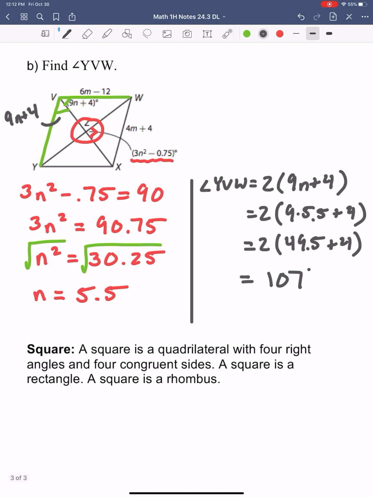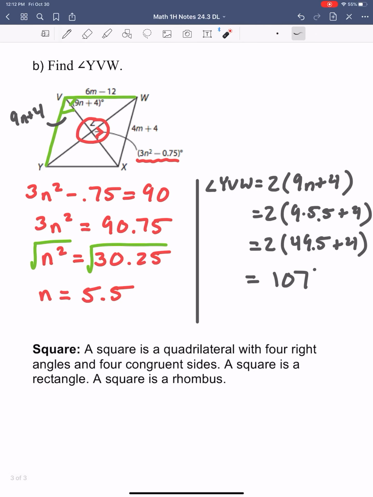Okay. So one more time, I just want to refresh on what we just said. First, we found what n was, because we know that this angle in here is 90 degrees. That's a property of our rhombus, that the angles created by the diagonals are 90 degrees. So we set that equation up and found n. Then I know that each one of these angles, like this piece and this piece, are equal to each other, right? So if I'm looking for the whole thing, YVW, I know that's going to be 9n plus 4 and another 9n plus 4, because it's 2 angles there that are the same. So that's why I used 2 times 9n plus 4.